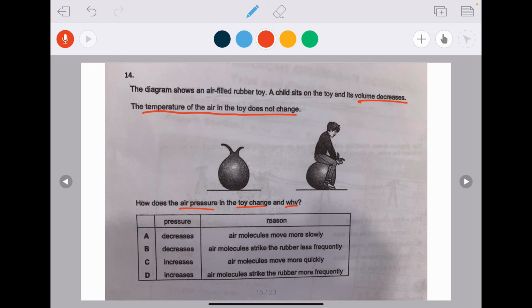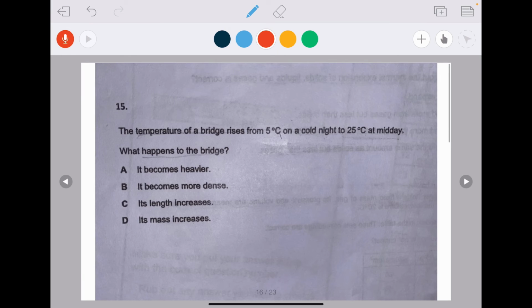We know that the pressure will increase, so let's rule out option A and option B. Now, out of C and D, either it will increase because the air molecules will move more quickly, or it will increase because it strikes the rubber more frequently. This is very similar to a previous question we have done. The air molecules will not move more quickly because the temperature is constant, so kinetic energy is not changing. However, there will be more frequent strikes with the rubber, or more collisions, because there is less volume. So the answer for question 14 will be D.